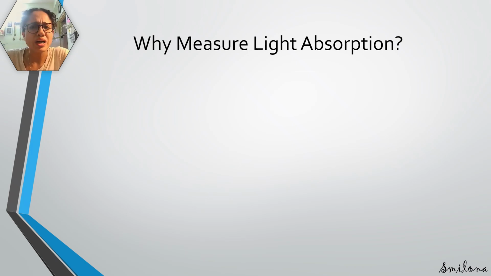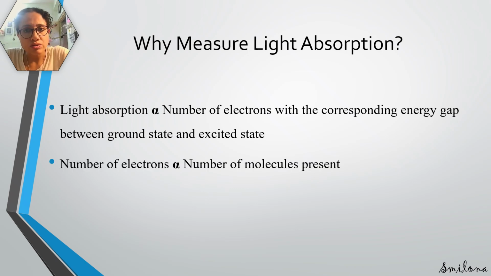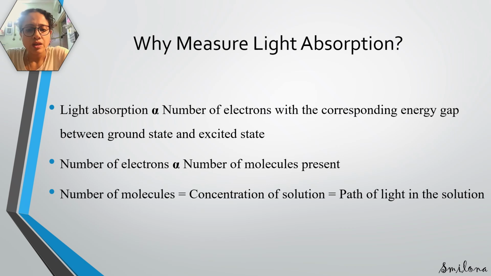The question is, why do I need to study this? Now, the interesting thing is, light absorption depends on the number of electrons that are present in this particular conformation in the molecule. The number of electrons in a particular solution will depend on the number of molecules that are present in that solution or object. The number of molecules present would depend on, A, concentration of the molecule, which means number of molecules present per unit volume. It also depends on the distance traveled by the light within that solution.